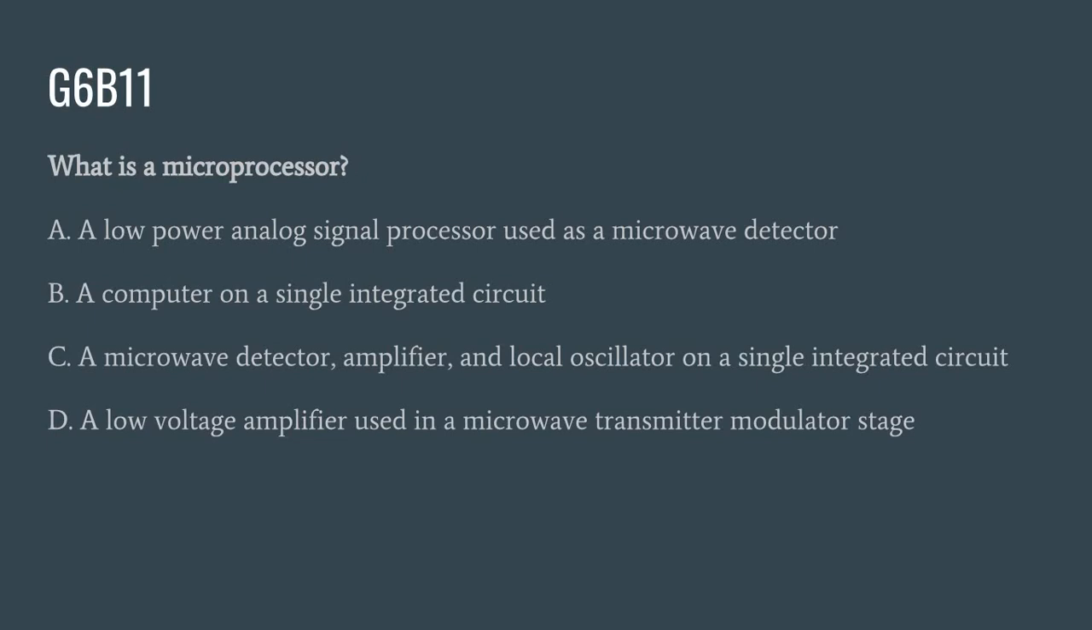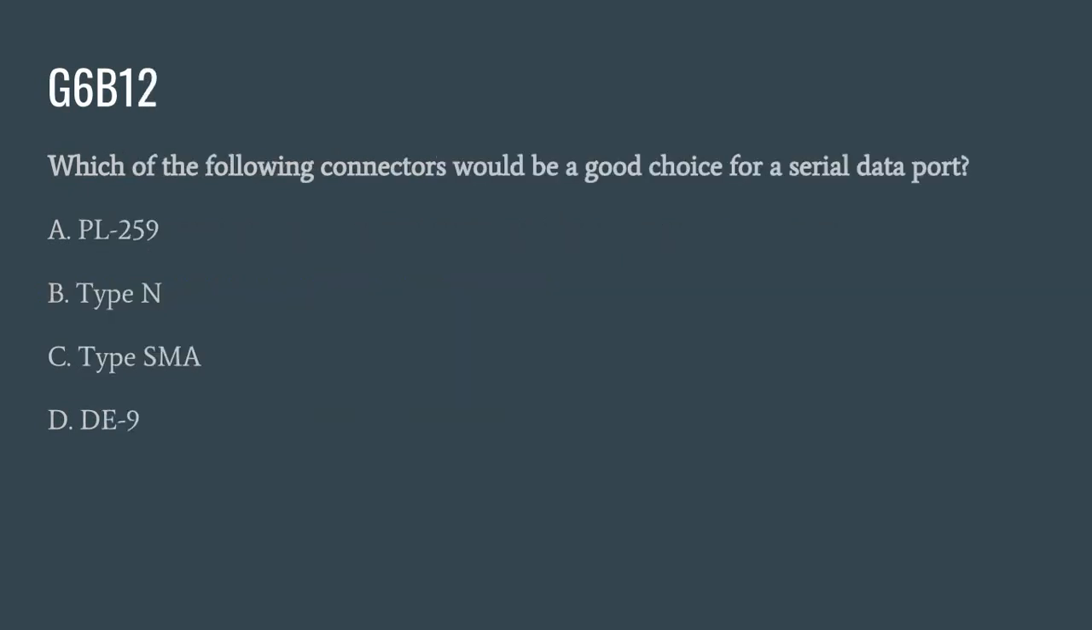G6B11, what is a microprocessor? A, a low power analog signal processor used as a microwave detector. B, a computer on a single integrated circuit. C, a microwave detector, amplifier, and local oscillator on a single integrated circuit. Or D, a low voltage amplifier used in a microwave transmitter modulator stage. Correct answer B, a computer on a single integrated circuit.